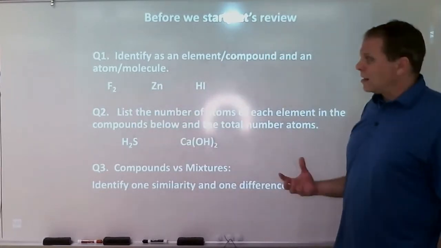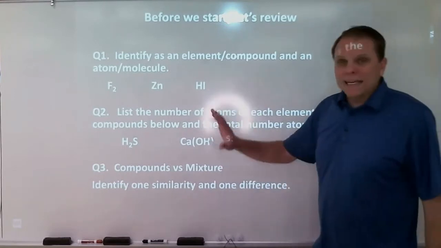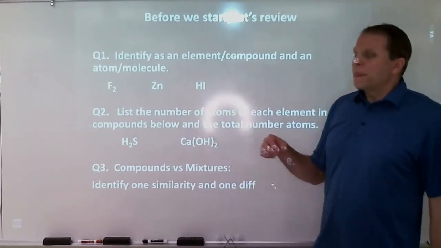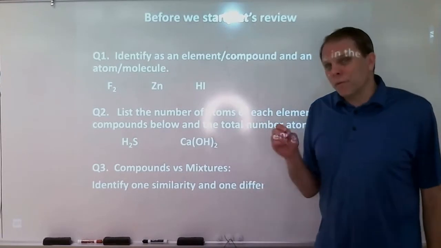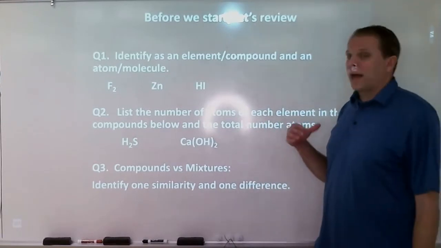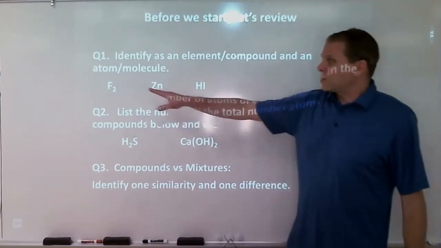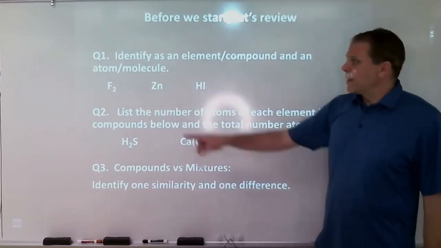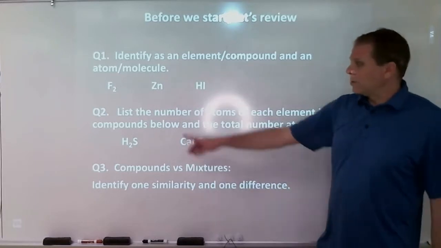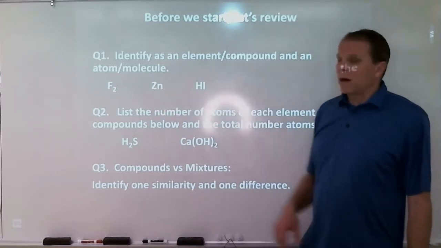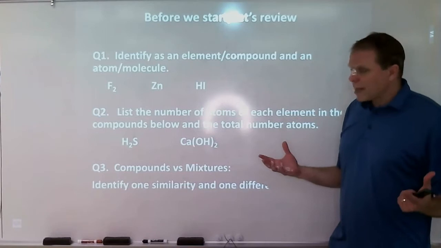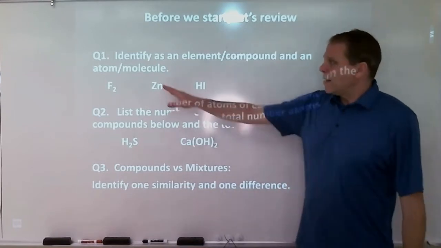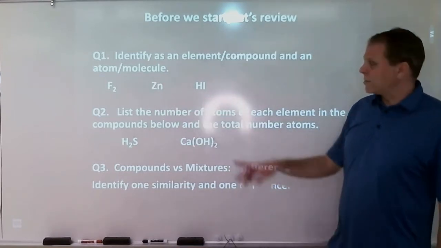F2, that's an element, but it's also a molecule. It is not a compound. Remember, compounds have 2 or more different types of elements involved in them. This is just one type of element, and so that's just a molecule, right? But it's also an element. This is an element, not a compound. Remember, big letter and small letter means that we've got an element, and it's just a single element. If there were 2 capital letters, then maybe we'd have something different.